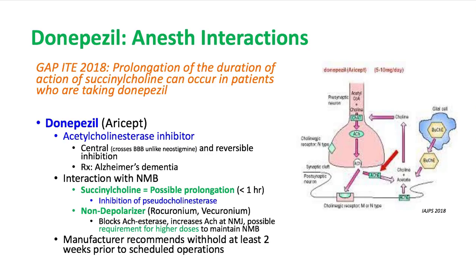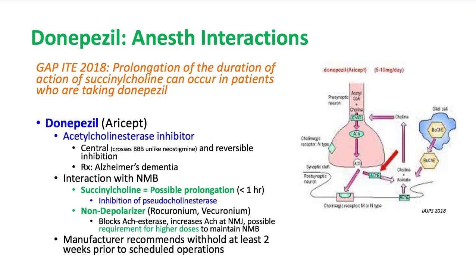The problem with anesthesia is that it can interact with our neuromuscular blocking agents. Remember that acetylcholinesterase and pseudocholinesterase have similar looks. In other words, many of the drugs that inhibit one can inhibit the other. In the case of donepezil, which inhibits acetylcholinesterase, it can cross over and also inhibit pseudocholinesterase, the enzyme that breaks succinylcholine down. So if pseudocholinesterase is not working so well and we give succinylcholine to this person taking Aricept, they may have a prolonged duration of action of succinylcholine, but it's usually less than 1 hour.